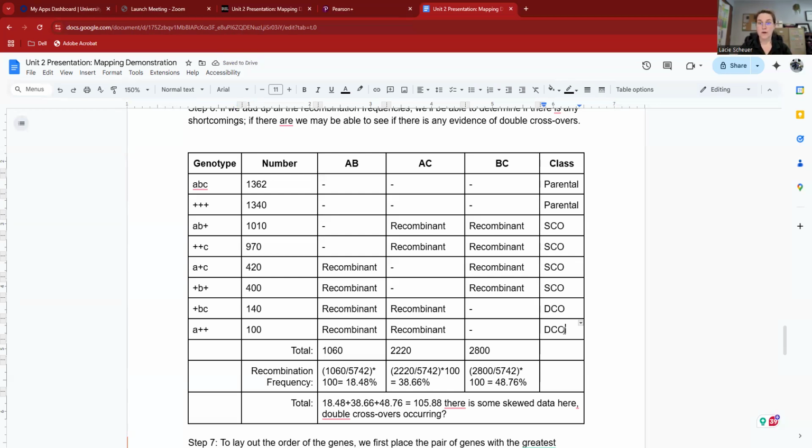And between only 3 alleles, we're not going to have a triple crossover. But of course, if we were investigating a larger genotype, there could be multiple kinds of crossovers. So that is our mapping demonstration.